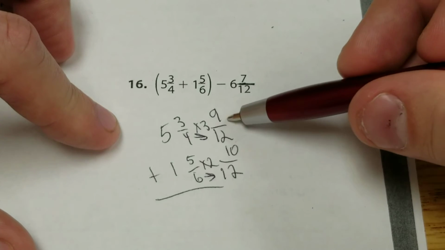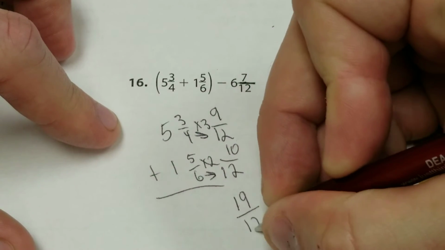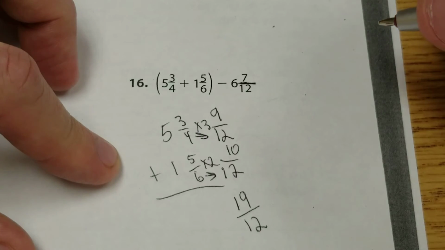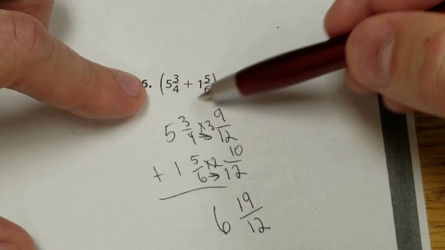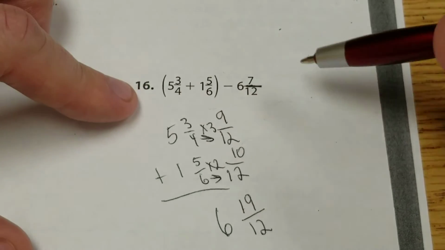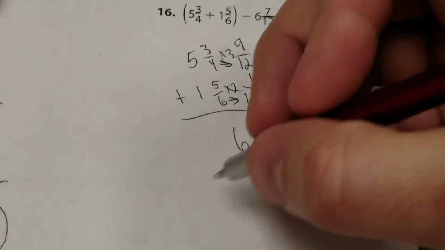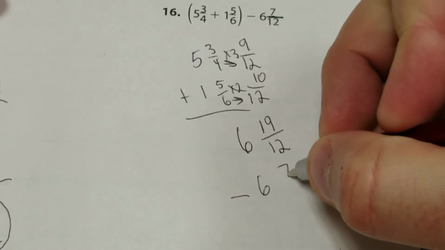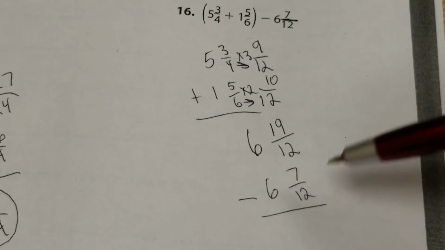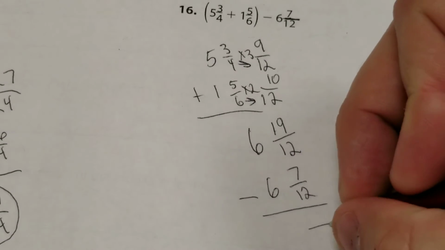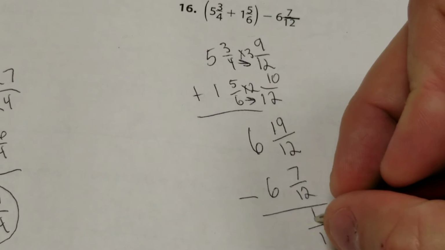We are adding 9 12s plus 10 12s is 19 12s. And then my whole number is 5 plus 1 is 6. So my first part of this is 6 and 19 12s. But I have to subtract 6 and 7 12s. So I'm going to write minus 6 and 7 12s. What's nice about this, we have 12s and 12s. I can go ahead and do it. So 12s minus 12s is 12s. 19 minus 7 is 12.